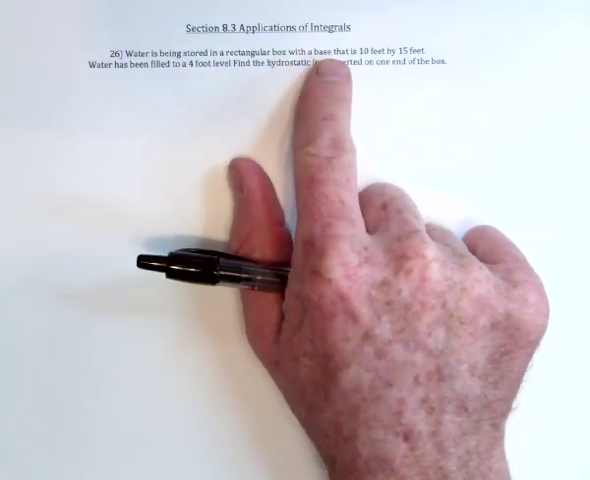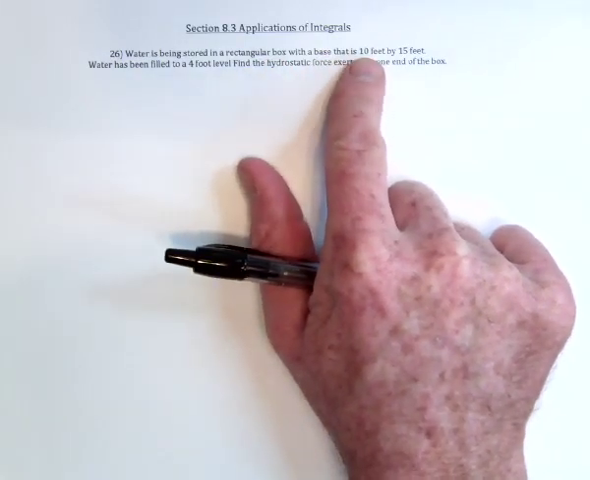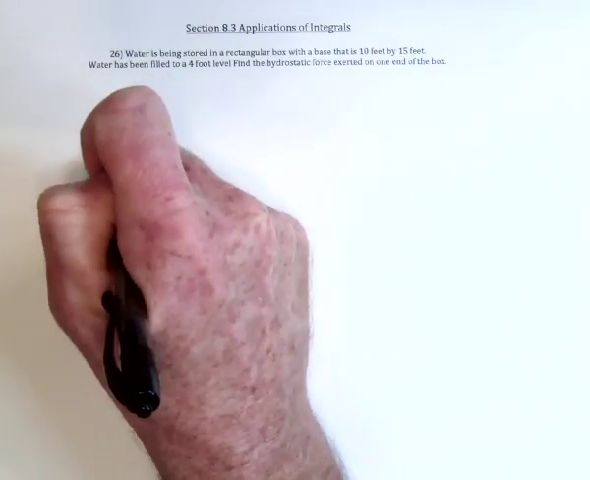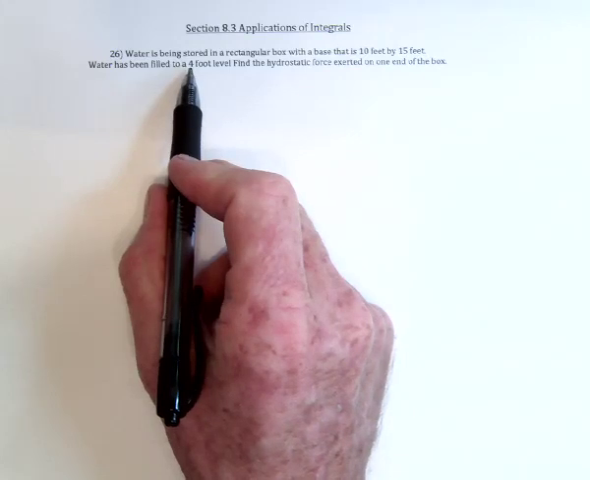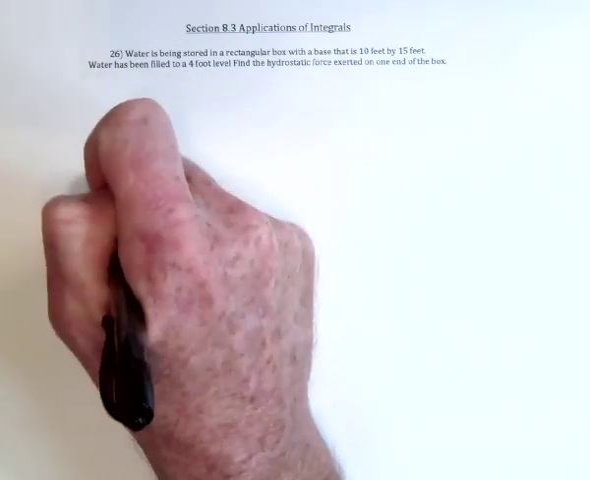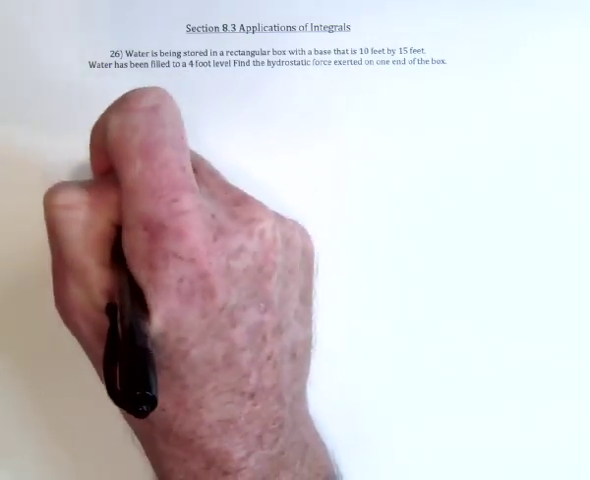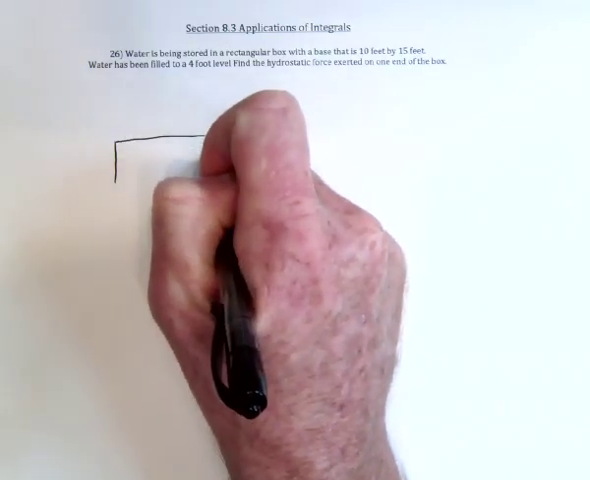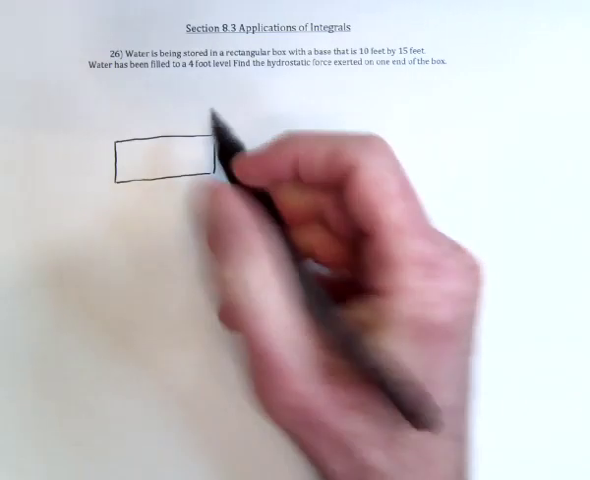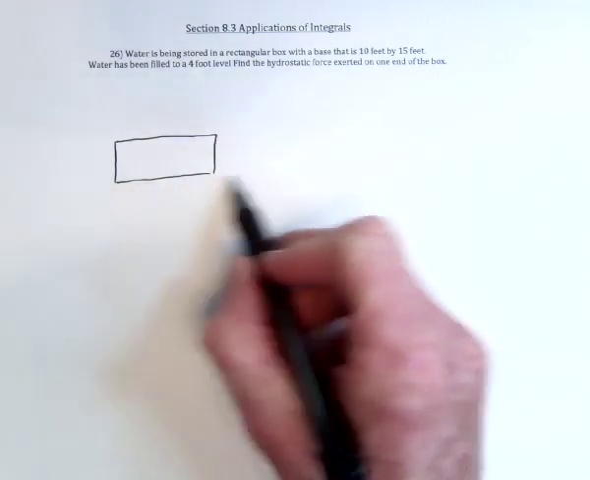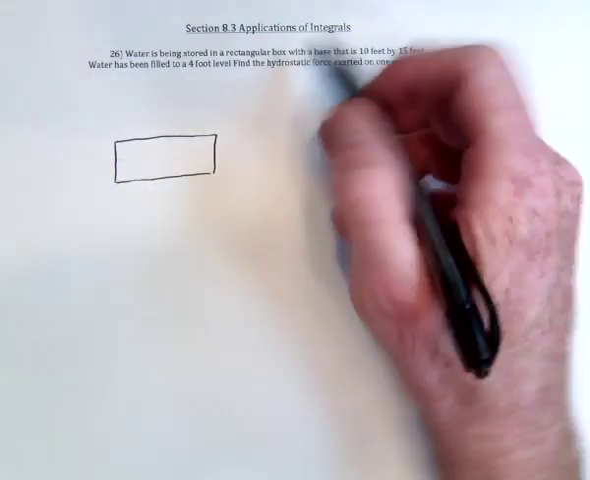Got a rectangular box. The base is 10 by 15 feet. And the water goes up to a 4-foot level, so it's a pretty short but wide box. So this could be the 4 feet for the water level. This could be the 10 feet, and then we would need to go back by 15 feet.